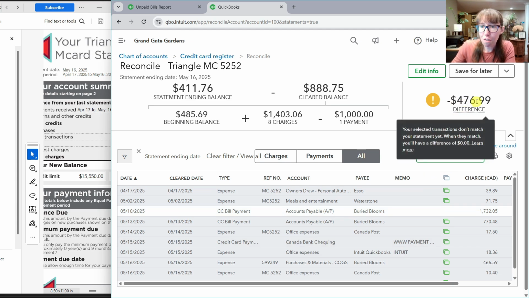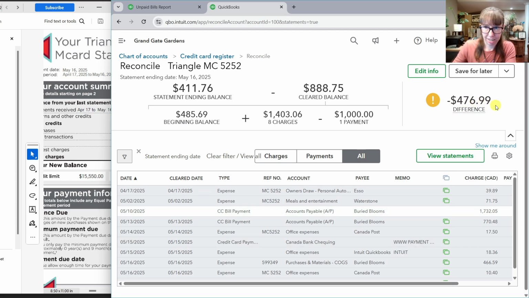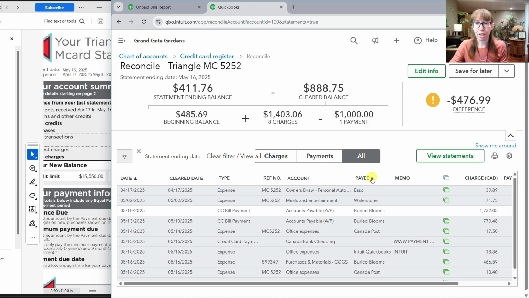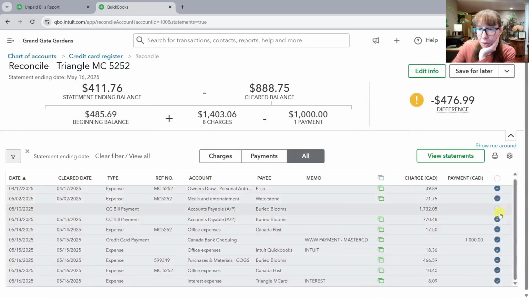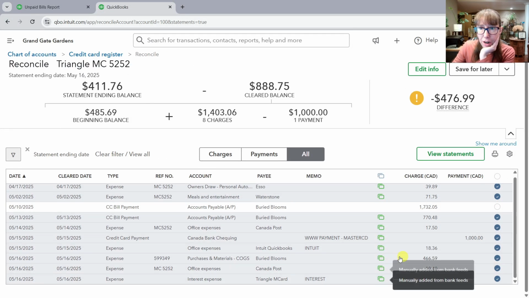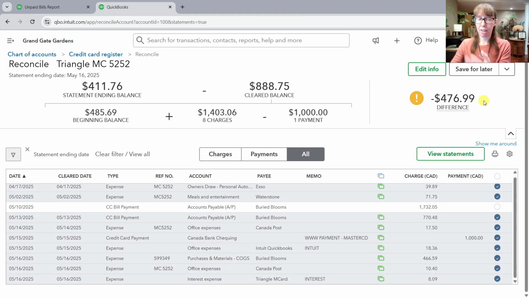So we're actually off by $476.99. So that's the first issue here. Why are we off? If every time we clear the bank feed, it automatically checks it off here with a little blue circle check mark, why is it off? Because the bank feed is wrong? Like, what's going on here? Are we missing an entry?